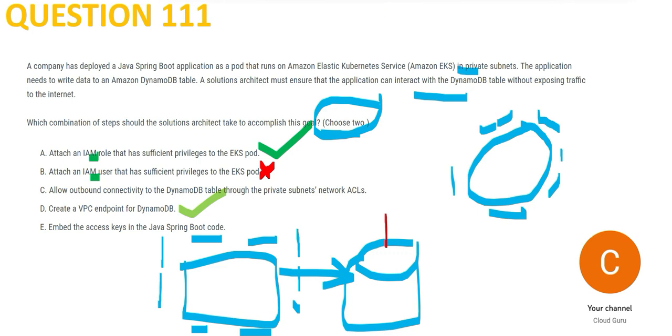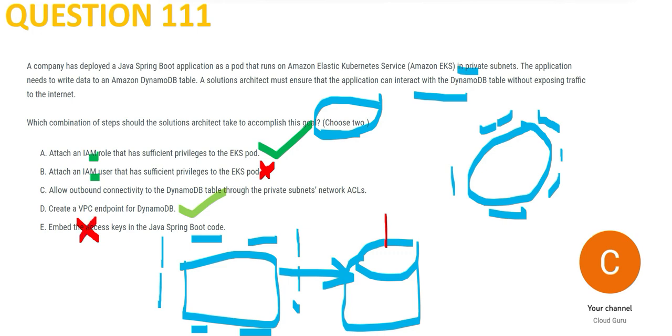E. What is E saying? These guys are saying, boss, embed the access key in the boot code itself. Okay, so stupid. So nasty. Just wow. Why will we do that? See, the first basic rule we say: do not put passwords inside the code. Do not put access keys inside the code. So this is obviously wrong.